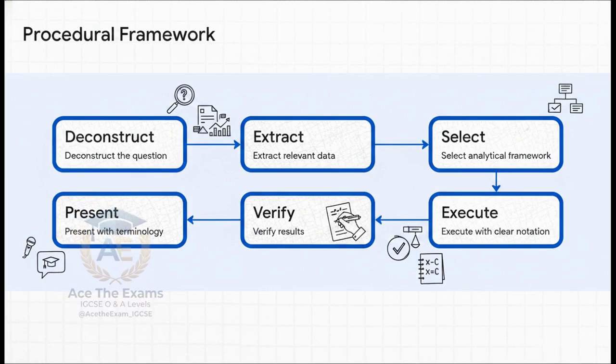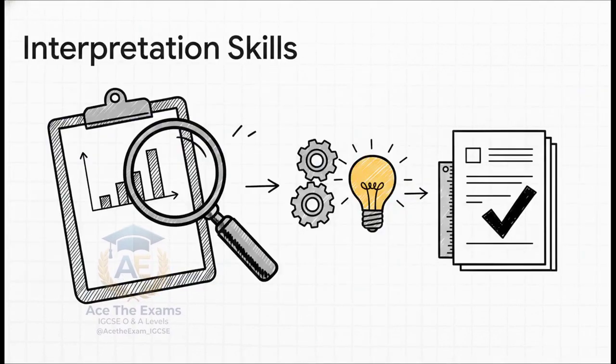Even if you punch the wrong number into your calculator in Step 4, a clearly documented Step 2 and Step 3 will still earn you credit. You get rewarded for your brain's systematic approach. Now, executing that 6-step process requires some essential data interpretation skills.